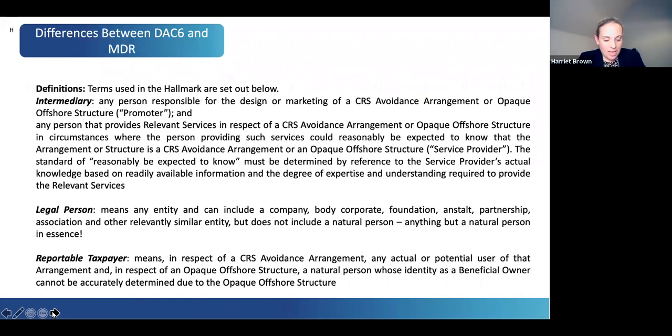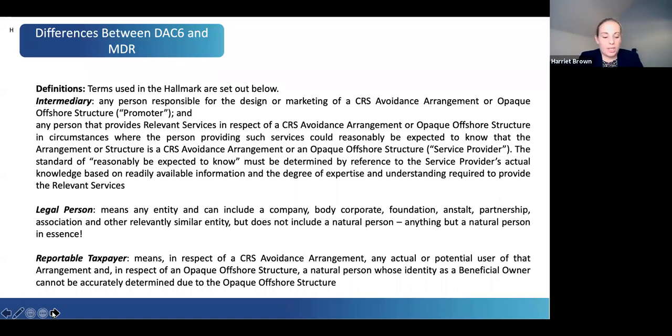So really, hopefully, already I've talked a little bit about the differences between DAC6 and MDR. The key ones are the fact that we just have these two. DAC6 has 5 hallmarks, hallmark D of which contains the only 2 rules that are relevant for MDR. And these are the ones set out in rules 1.1 and 1.2 of the MDR, which is the CRS avoidance arrangement and opaque offshore structures.